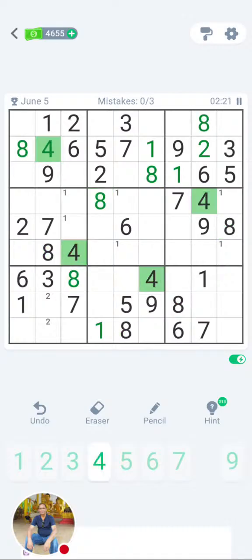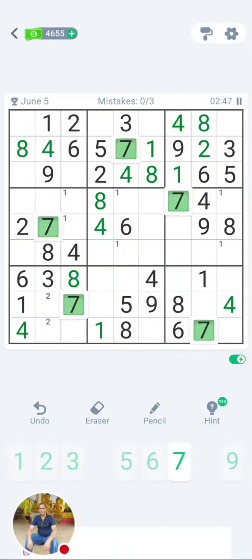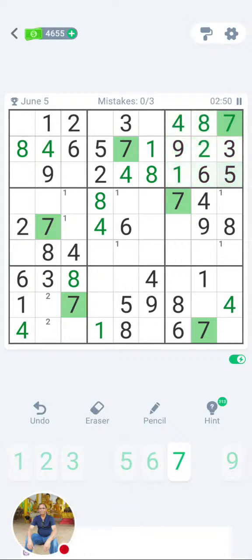And 4. The other number is 4. 4, 4, 4. So 4 is over, 8 is over. Then here there is only 1 left. So 1, 2, 3, 4, 5, 6, 7. 7 is missing there, and so 7 will come there.